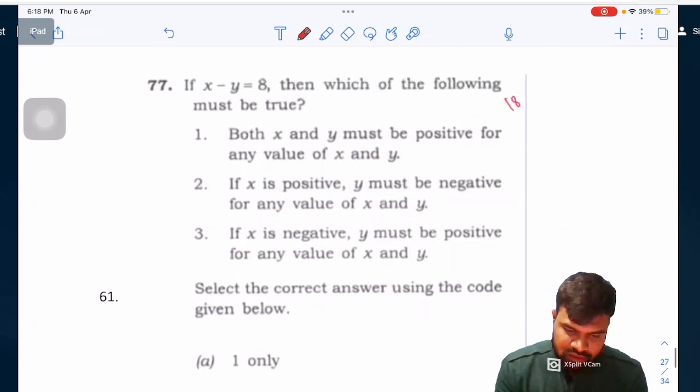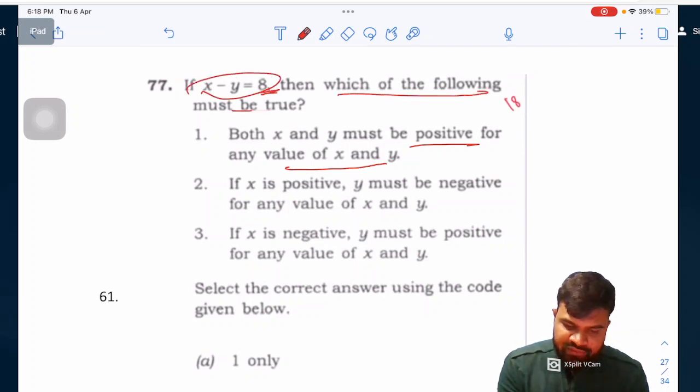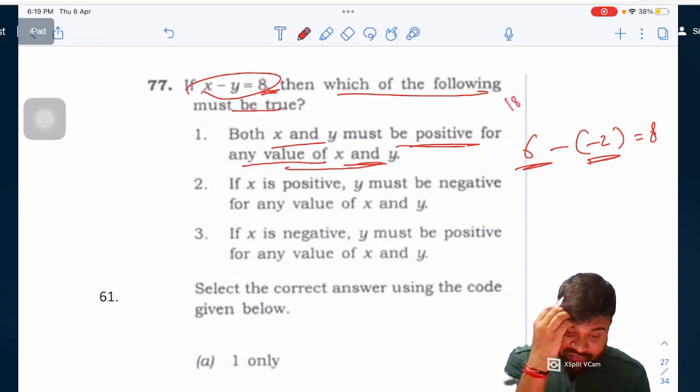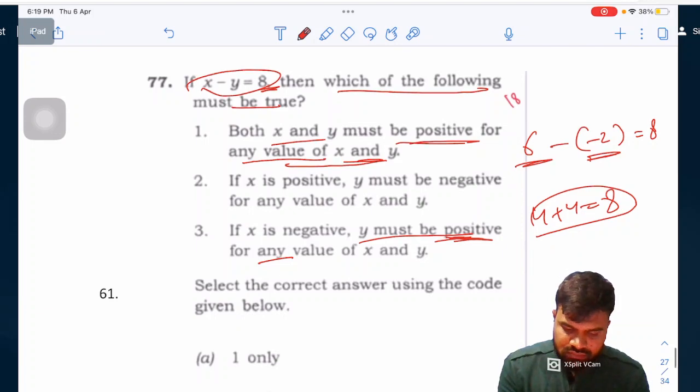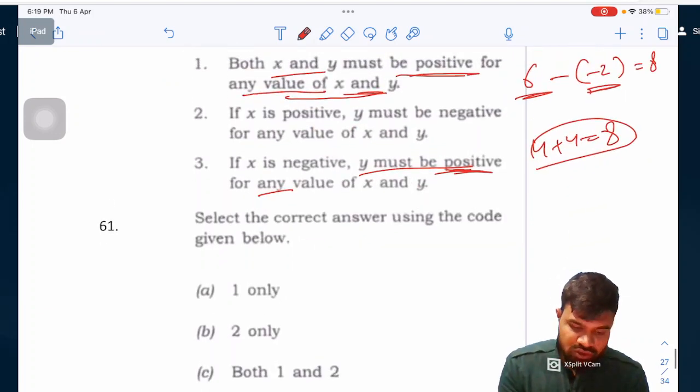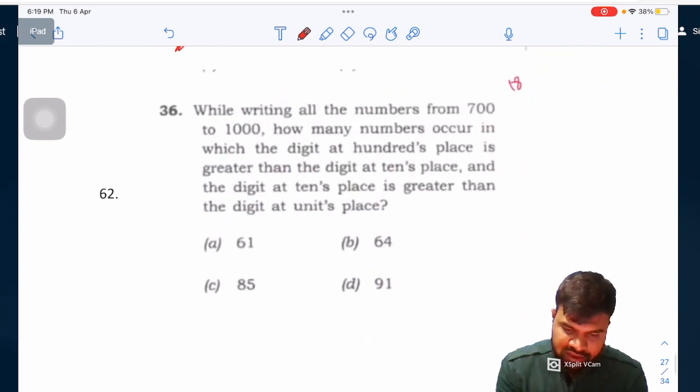Question 61: if x minus y is 8, then which of the following must be true? Both x and y must be positive for any value of x and y. No, this is not true. It can be something like 6 minus negative 2 is equal to 8. If x is positive, y must be negative. This is also not the case: 4 plus 4 is equal to 8, so both can be positive. X is negative, y must be positive. No, that is also not the case. So you can do it by assumption.